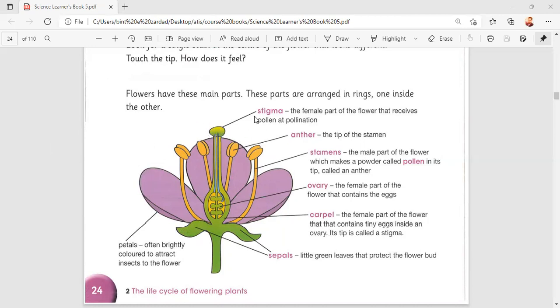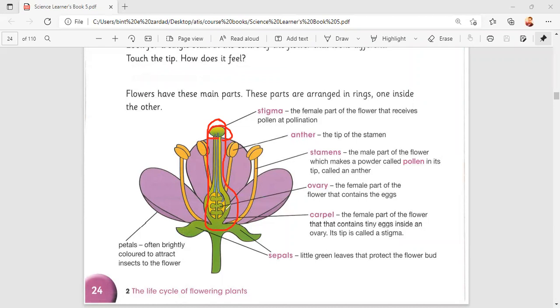After this, stigma. This is the female part. Stigma is the female part of the flower that receives pollen at pollination. The upper portion is called the stigma. After this, the ovary, the lower portion, which contains eggs. The ovary is the female part of the flower that contains the eggs.